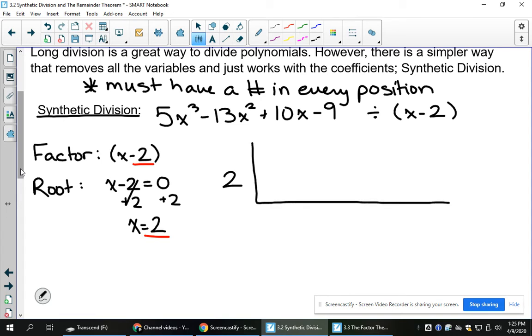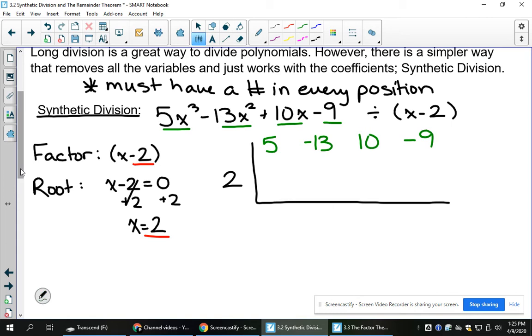Now you're going to put the coefficients for all of your terms in descending order in this box. So this is where we have to make sure we have x cubed, x squared, x, constant. If one of those x's was missing, we'd have to assume it was a 0 in that place. So I'm going to write the coefficients. My x cubed coefficient was 5. Leave a little bit of space, and then do your next one, and your next one, and your last one.